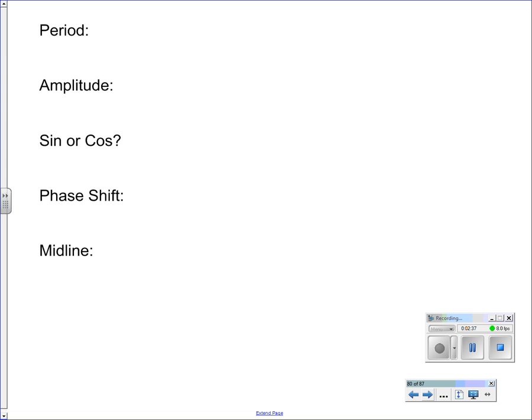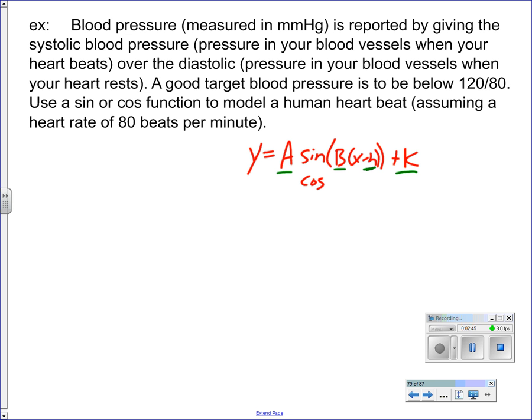Alright, so we're going to go back and forth between these two slides as we go through this. So the first thing we're going to look for is to try and identify what the period is. If we go back and look at this problem, we see it's talking about a human heartbeat. We have blood pressure, which is systolic blood pressure over diastolic blood pressure. It tells us a good target blood pressure is below 120/80. We're trying to model this. And the last sentence is what gives us the period. So we have a heart rate of 80 beats per minute.